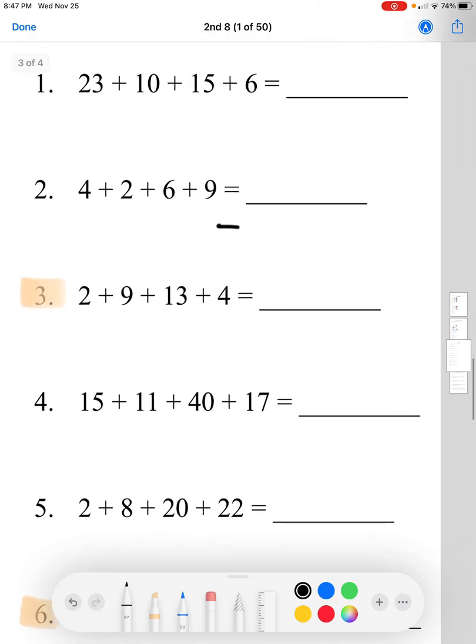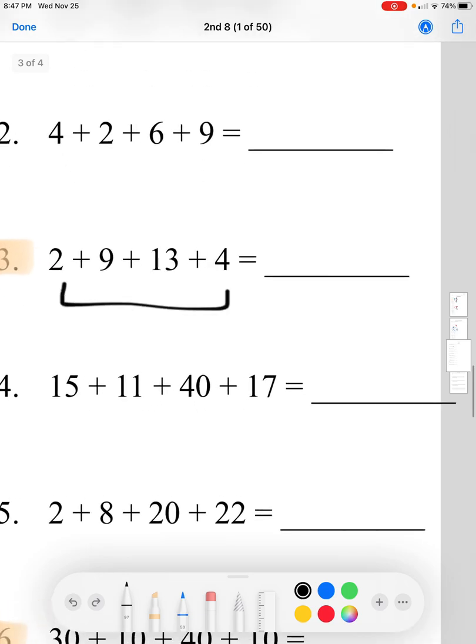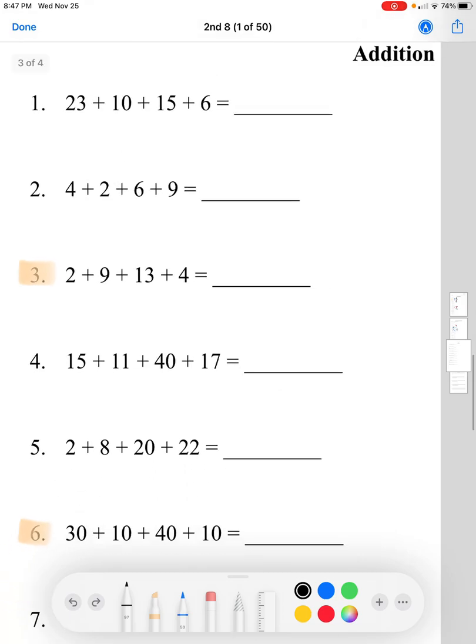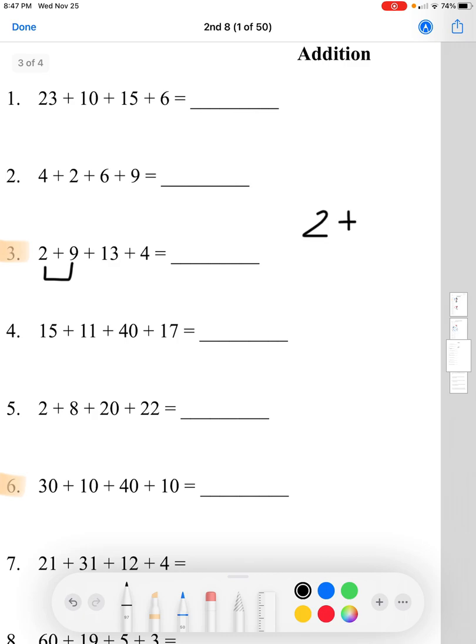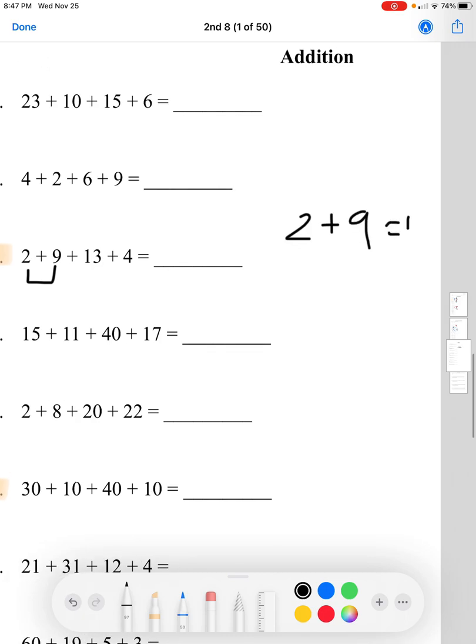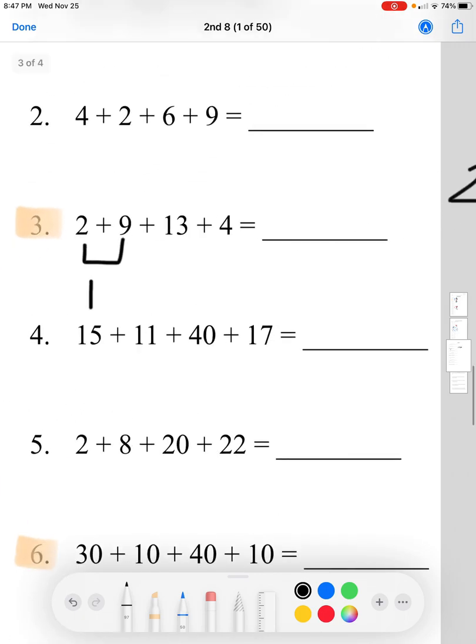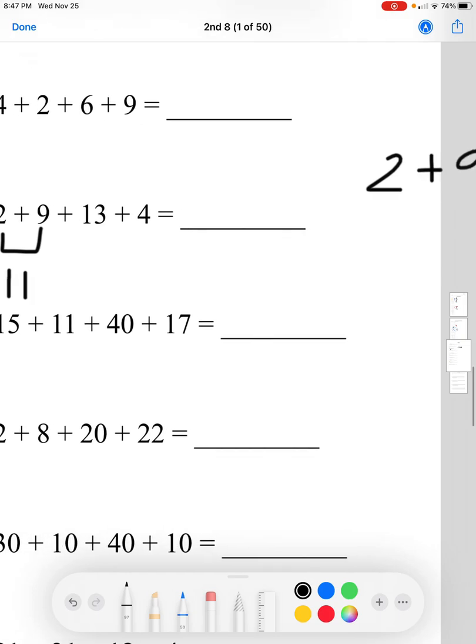You can add all of these 4 numbers together at once, or you can do these 2 and these 2 and add them together. Or you can mix around the numbers, whichever is easier for you. But first we'll just be adding 2 plus 9 first. 2 plus 9 we know equals 11. So this is 11. And then the 13 plus 4.